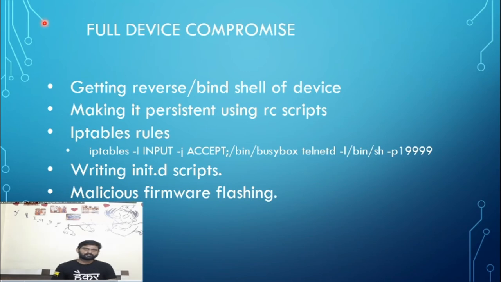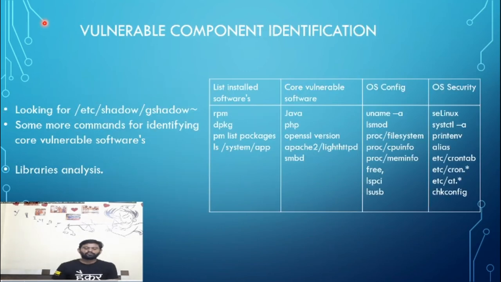Once you got full device access, what should you look at inside the device? You should look for the vulnerable components installed inside the device, like /etc/shadow, gshadow. Then you should look for vulnerable libraries. What libraries? Like libexpat, libuClibc, libcurl, libopenssl. Some devices are using libssl from a 2006 package. Like, it's already outdated, right? Some expat library was there, and many libraries used in devices are not always updated. So you should look for those components.